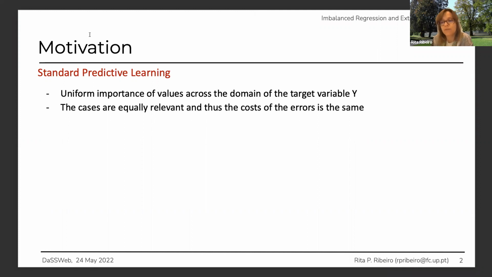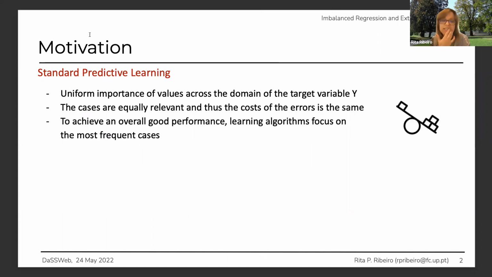Basically, whenever we are in a standard predictive learning task, we assume that all the instances have the same value for us, the same importance. So if the cases are equally relevant, then we can assume that all the costs are also equal. So our learning algorithm, whatever that might be, will focus on being especially accurate at the most frequent cases, because it is searching for an overall good performance over the domain.